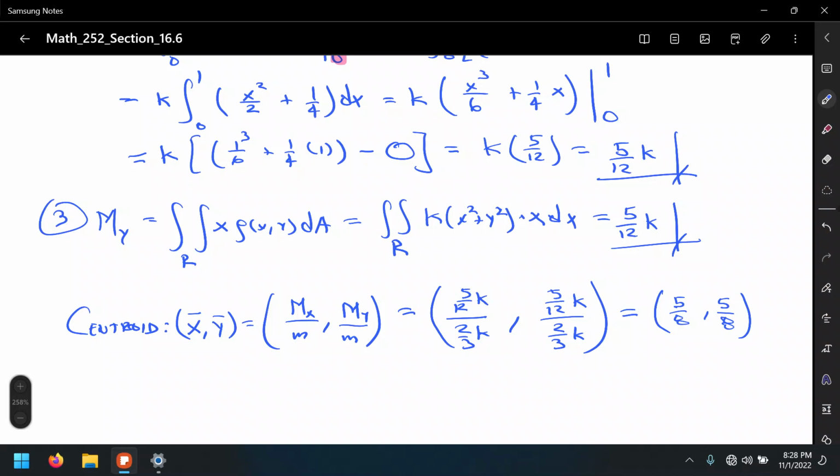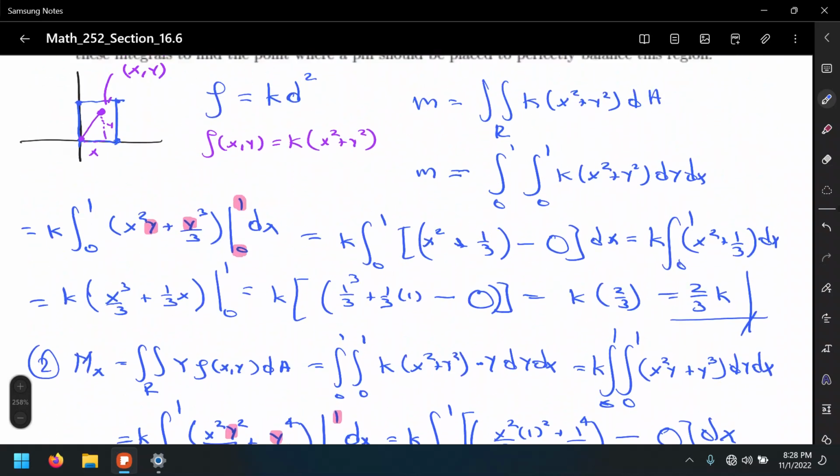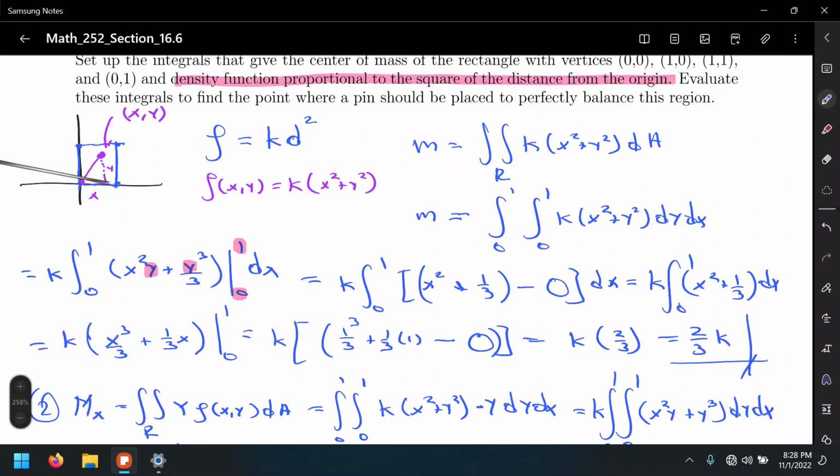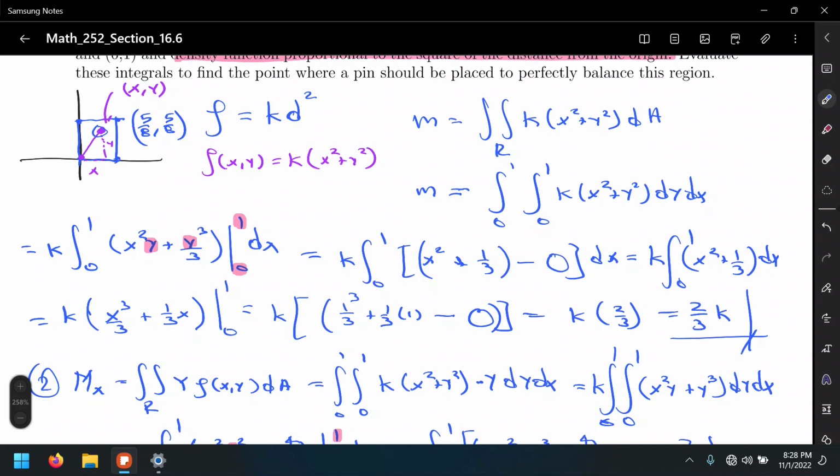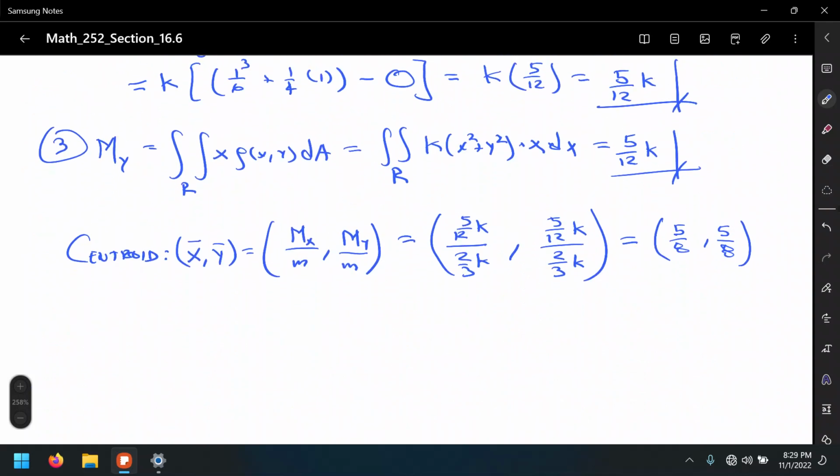Okay, let's go back to the picture. So 5 over 8, if we divide this into eighths, it's somewhere here. I just drew that point randomly to denote that distance from the origin. It's a coincidence that 5 over 8 comma 5 over 8 is actually somewhere here, isn't it? Not that I knew that this was going to happen. All right, that's one example of how we find the centroid on a planar region, on a planar lamina. Let's see if we have another example.